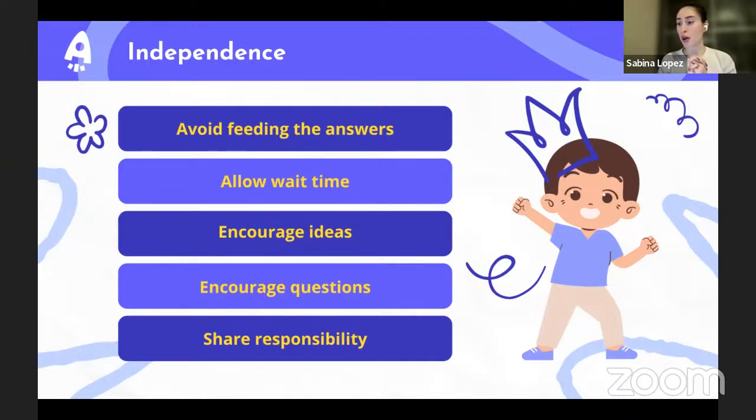Interesting, right? So what do you think, guys? I'd like to ask you again, which of this do you think you're already doing very successfully? Are you good at encouraging ideas from your student? Or are you good at sharing responsibility with your student? Or are you good at allowing wait time? Let us know in the chat box. I'm pretty sure that there are going to be a lot of interesting answers, Dot. What do you think? Yeah, I think so.